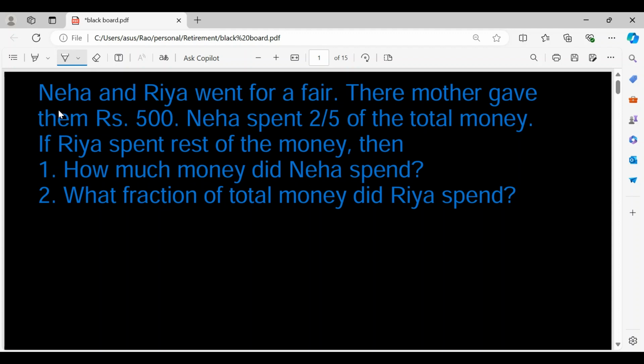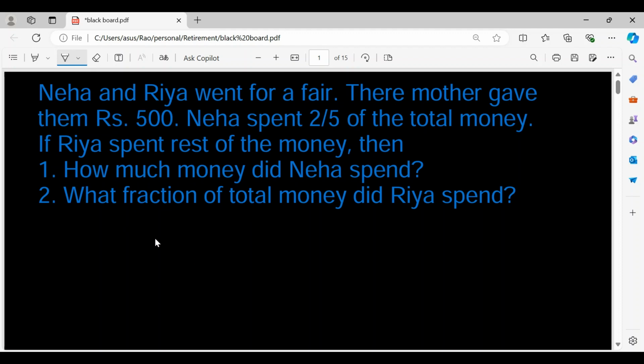So Neha and Ria went for a fair. Their mother gave them rupees 500. Neha spent two-fifths of the total money. If Ria spent the rest of the money, then how much money did Neha spend? What fraction of total money did Ria spend? So there are two parts of this problem.